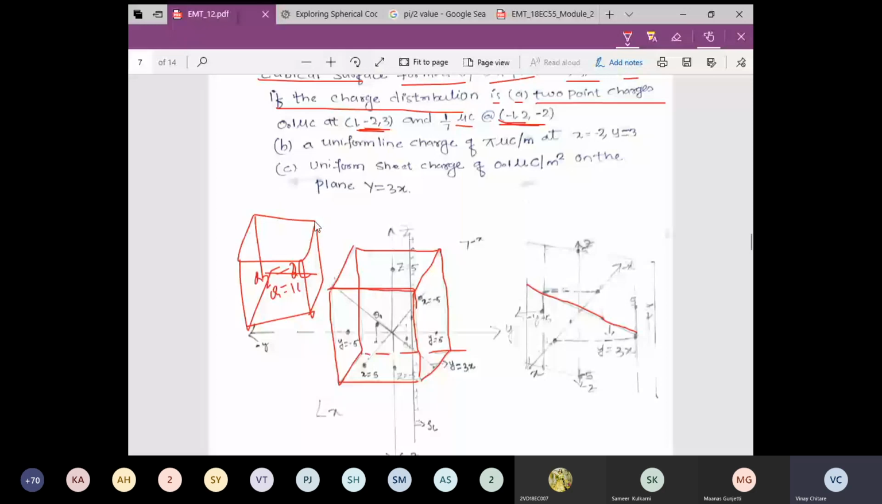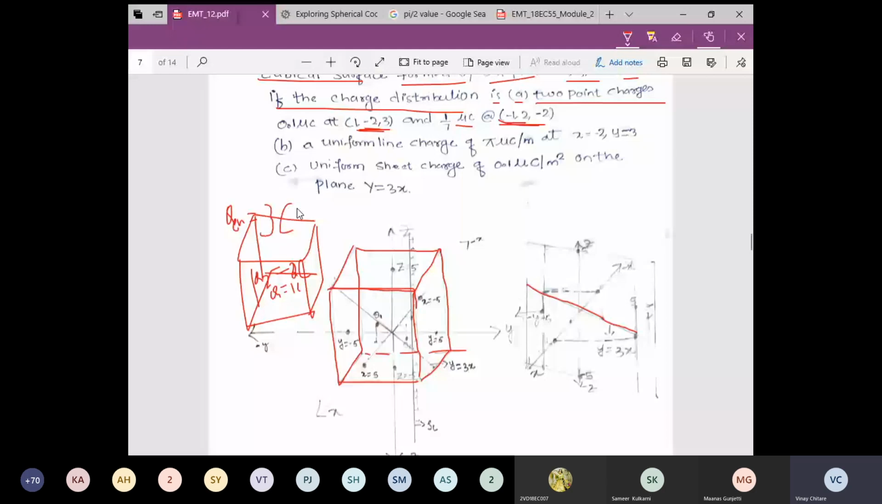What is the total charge enclosed inside this cubical surface? Enclosed means how much charge you have inside that cubical surface. I think it's quite easy, Q1 plus Q2. Yes, that's all. So the Q enclosed is Q1 plus Q2, that is 2 plus 1, 3 coulomb.